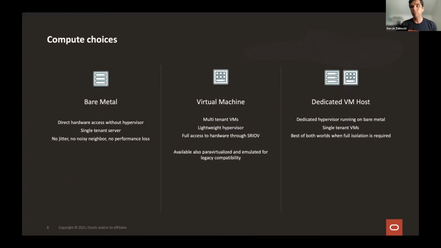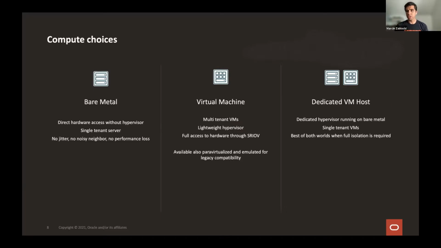So what do we offer for compute? We do have bare metal machines, as I mentioned before, direct access, no hypervisor. You get your server for yourself. There is nobody else on it. You don't get the noisy neighbor, no performance loss, no jitter. You get full performance of your machine that you control.